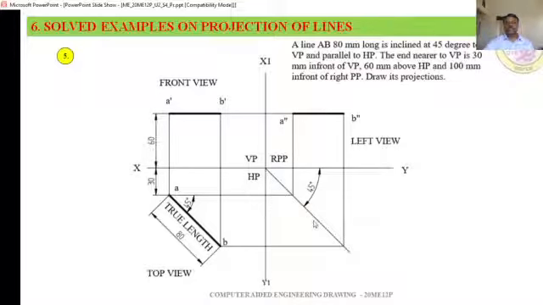From here you draw a 45 degree line. From A you draw a horizontal projector to meet the 45 degree line, then take vertical. From A dash you draw a horizontal projector. Where these two intersect, that is A double dash. Similarly from B you draw a horizontal projector, meet this 45 degree line, then take vertical. From B dash you draw a horizontal projector. Name the intersection point B double dash. Now connect A double dash, B double dash and make it dark. This will be your left view.